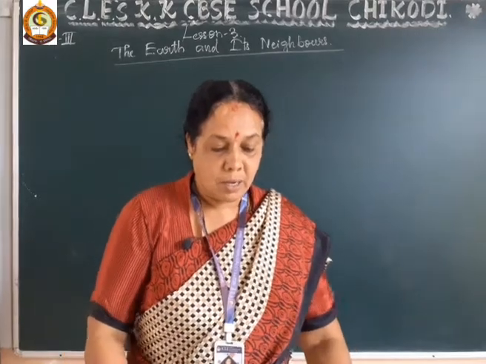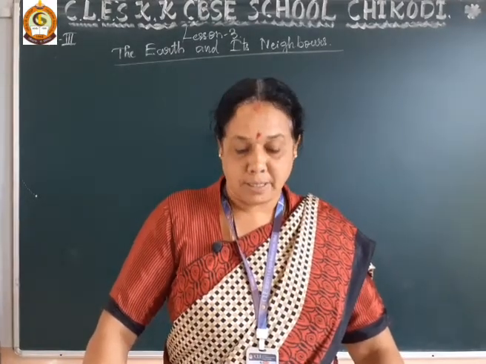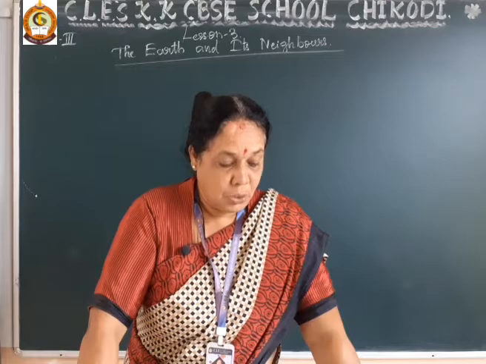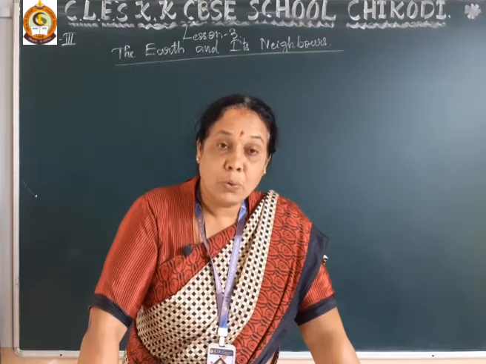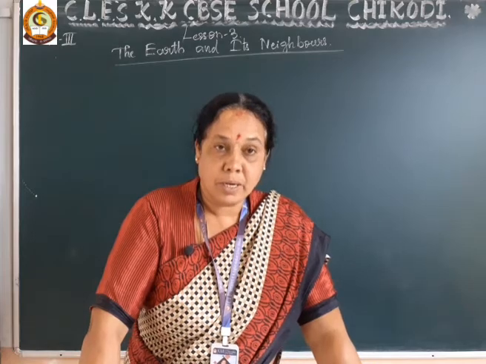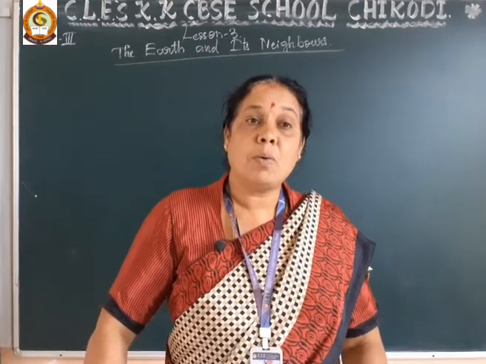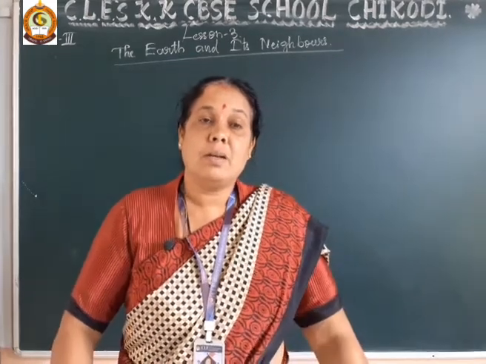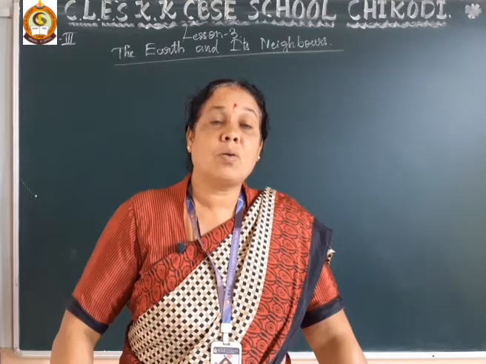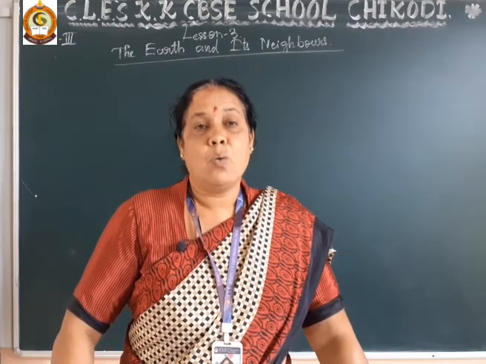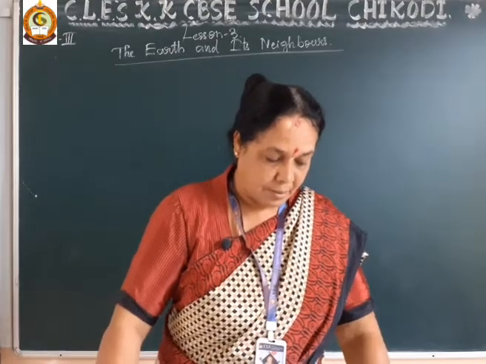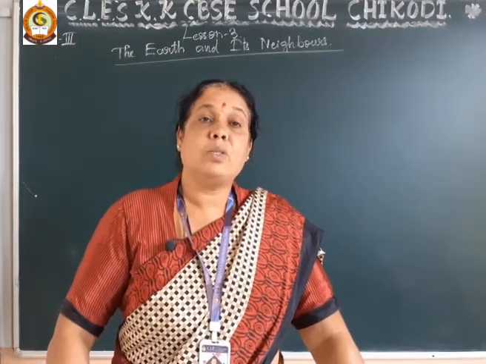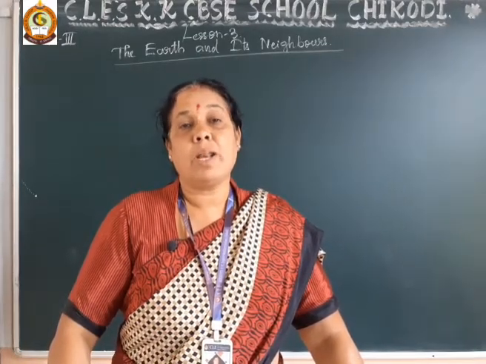We have learned about the 8 planets: Mercury, Venus, Earth, Mars, Jupiter, Saturn, Uranus and Neptune. Here we have learned about each planet also. Mercury is the first planet from the sun, and it is the nearest or closest to the sun. Second, Venus is the second planet from the sun, and it is the hottest planet.